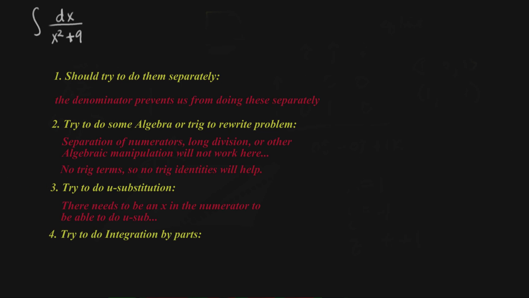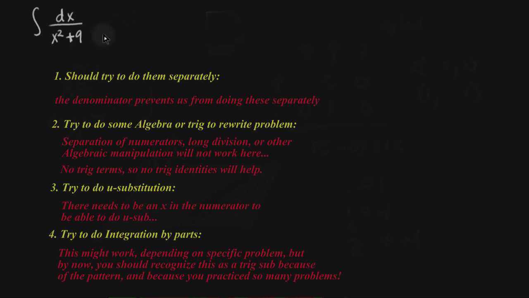So then we try to do integration by parts. In this case, the only thing you could really do is let dv equal dx, and then your u would be x squared plus 9. It might work, it might not on some of these, but it should honestly just stick out to you as the formula of u equals a tan theta.